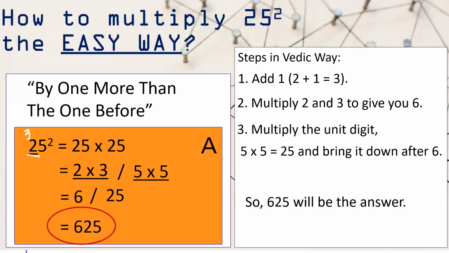So the rule in multiplying by 1 more than the one before is just so simple. Just add 1 to the base number. Then you multiply the base number and the number after. Then you multiply the ones digits. Bring down your answers together.